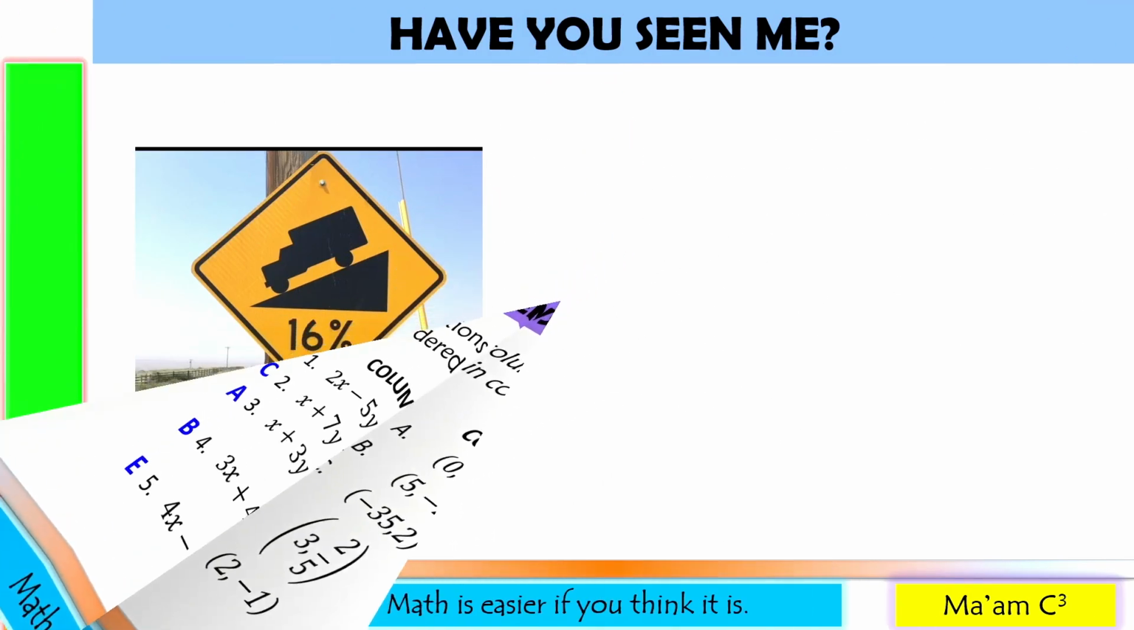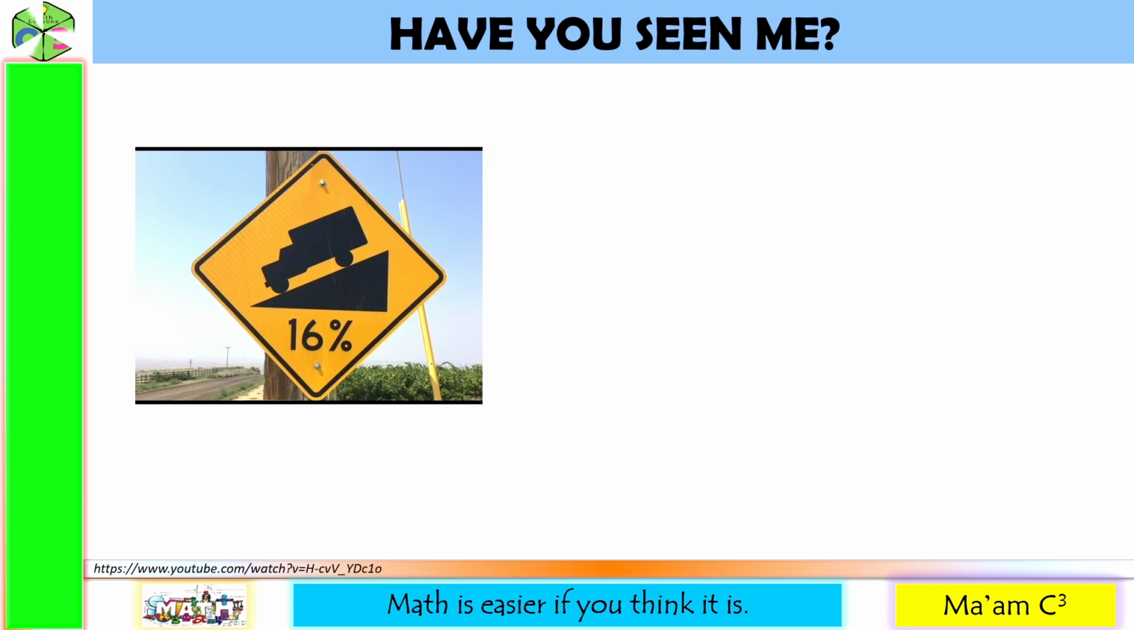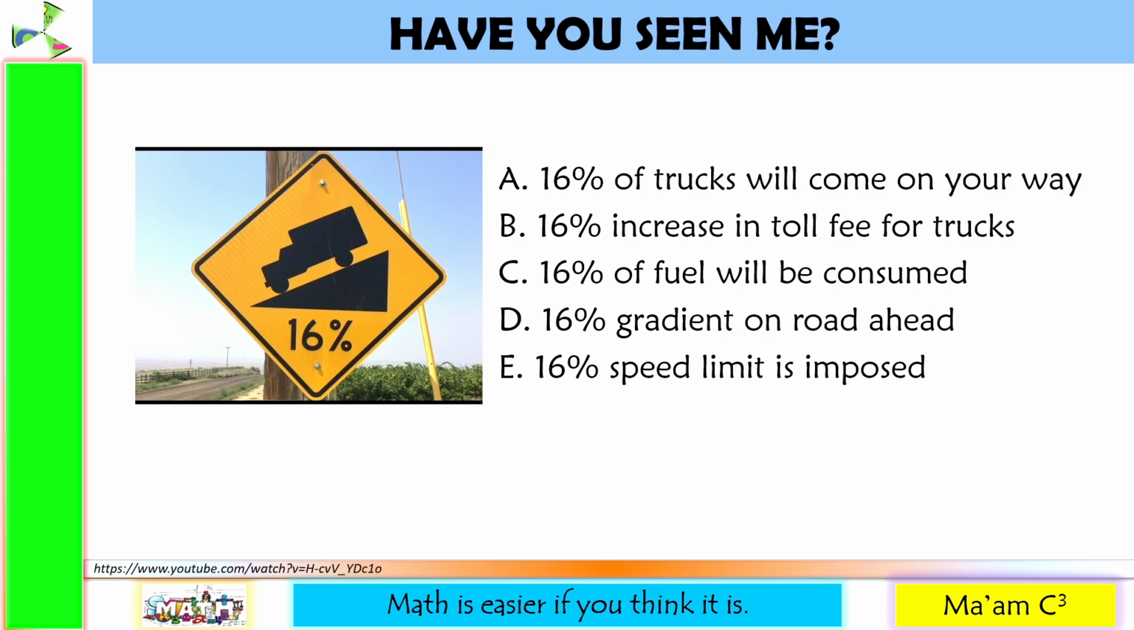Tell me, have you seen this sign on the road before? What does it mean? To help you decide, I'll give you some options. Is it 16% of trucks will come on your way? 16% increase in toll fee for trucks? 16% of fuel will be consumed? 16% gradient on road ahead? Or 16% speed limit is imposed? Which one is correct? The correct answer is letter D. 16% gradient on road ahead.